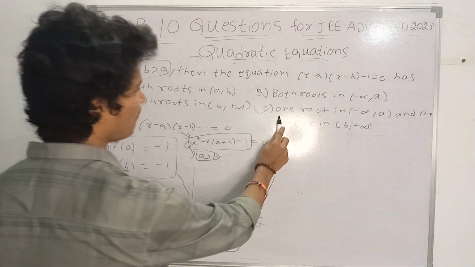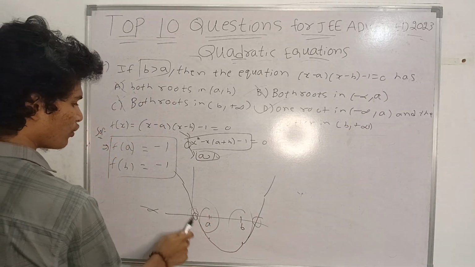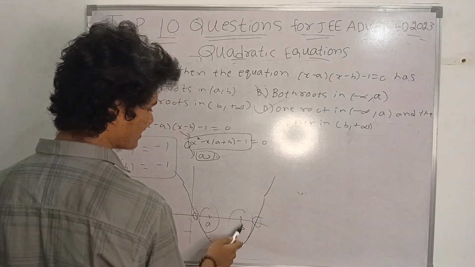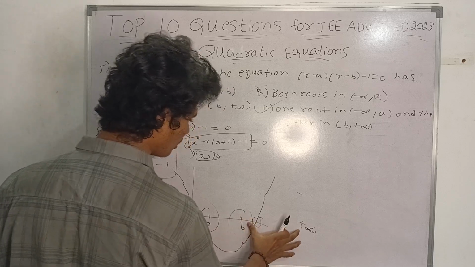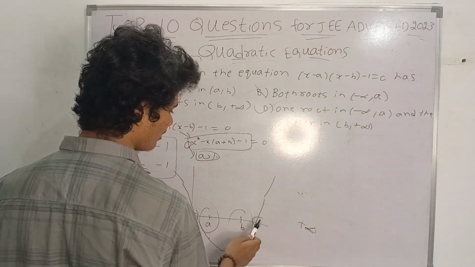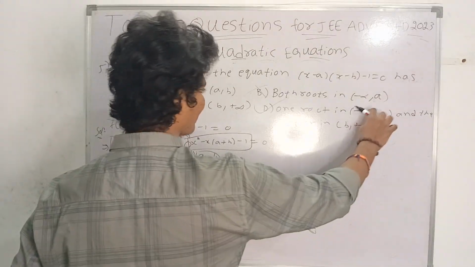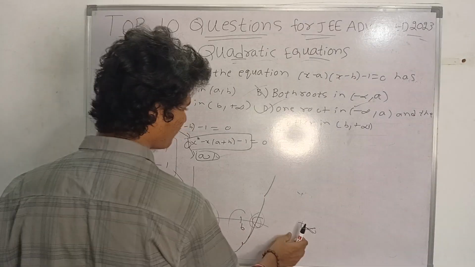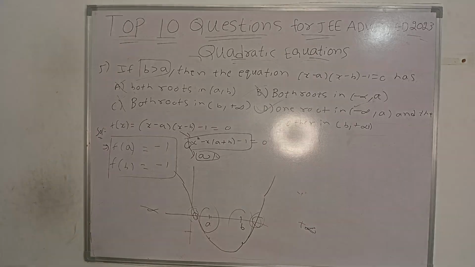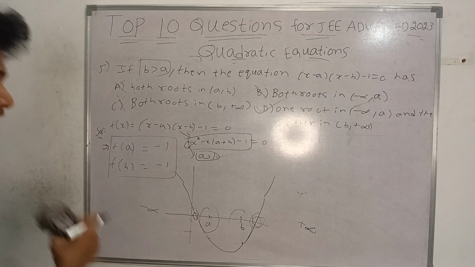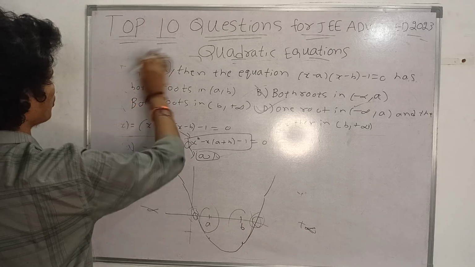We can easily see one root in (minus infinity, A). In between this interval, one root exists, and the other root exists in (B, plus infinity). So one root from minus infinity to A is correct, and the other root in (B, plus infinity) is also correct. So it is important to understand this type of question. Simply option D is correct. Don't solve anything, you just have to draw the graph here. It is very important. Now the fifth question is completed.